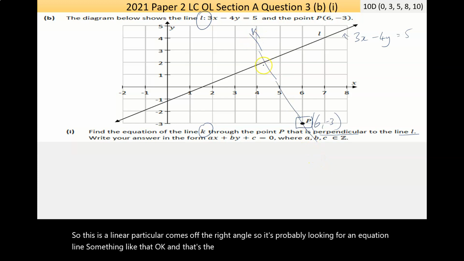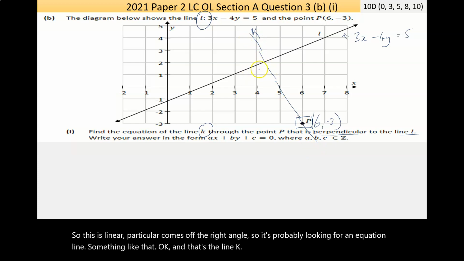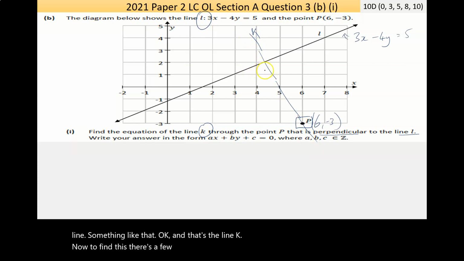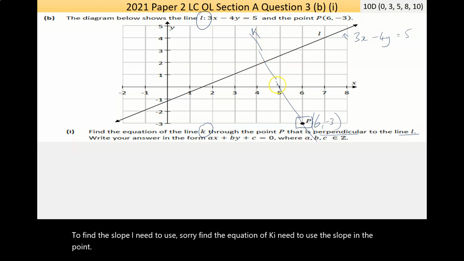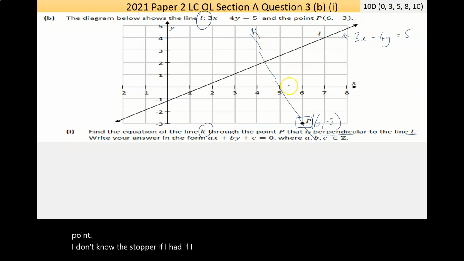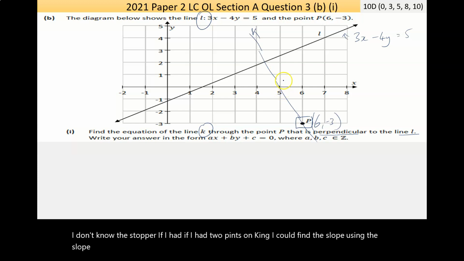Now, to find this, there's a few steps. To find the equation of K, I need to use the slope and a point. I don't know the slope. If I had 2 points on K, I could find the slope using the slope formula, but I don't. So I have to adapt. Okay. So I can do it over here.